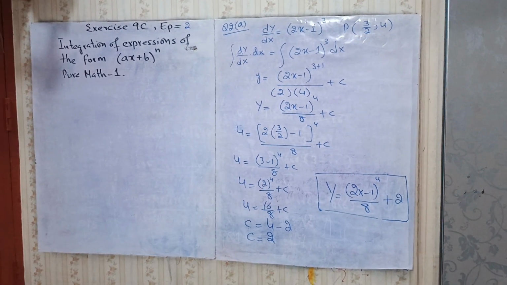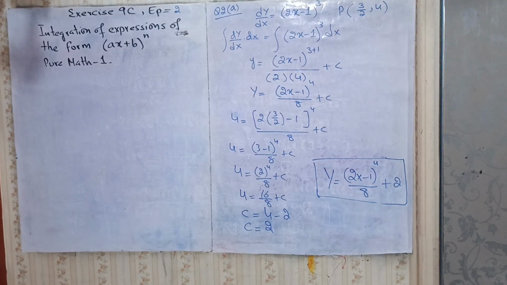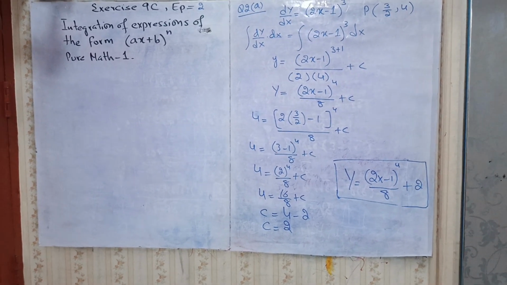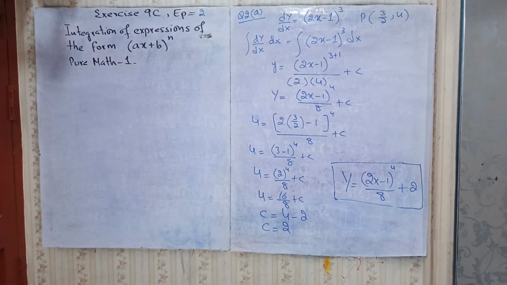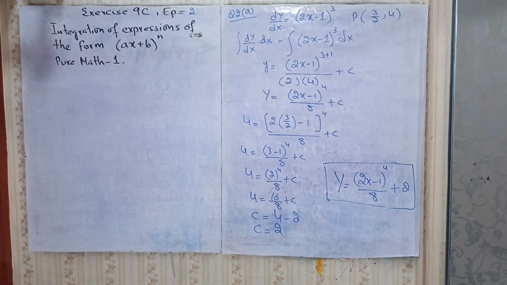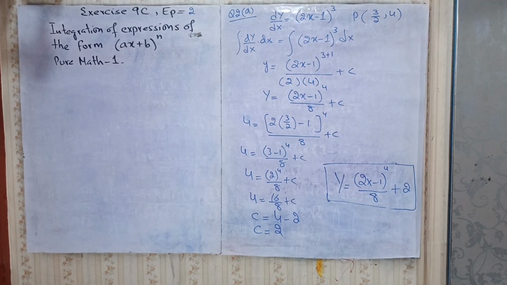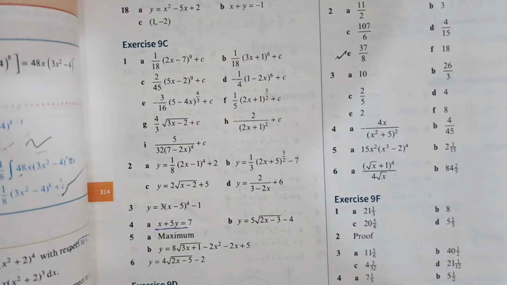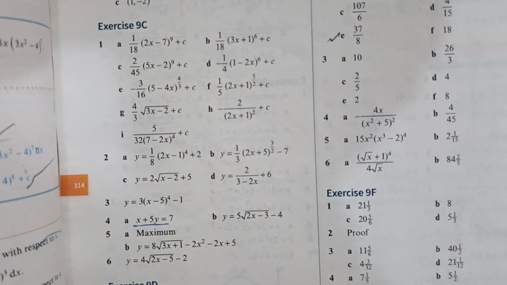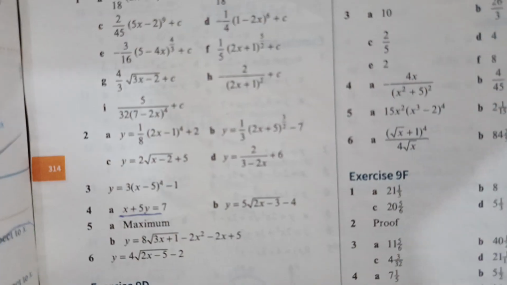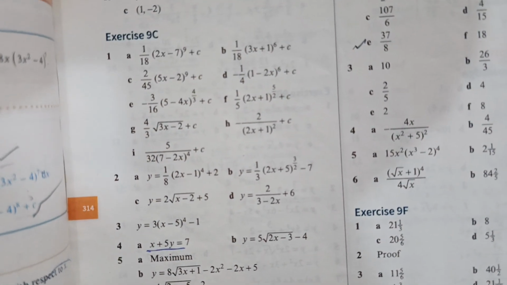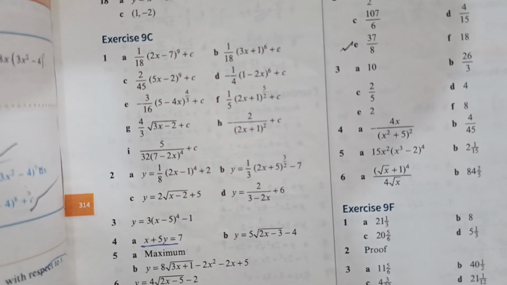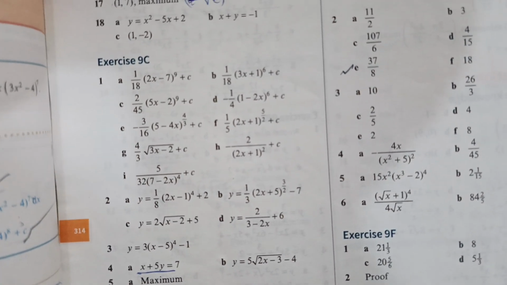plus 2. So my dear students, you can see question number 2 and its A part showing up on your screen. Unfortunately today I don't have my stand, so I am holding the camera in my hand. I hope you understand question number 2 and its A part. The marking scheme is showing up: y is equal to 1 by 8 (2x minus 1) whole raised to power 4 plus 2, that is the equation.